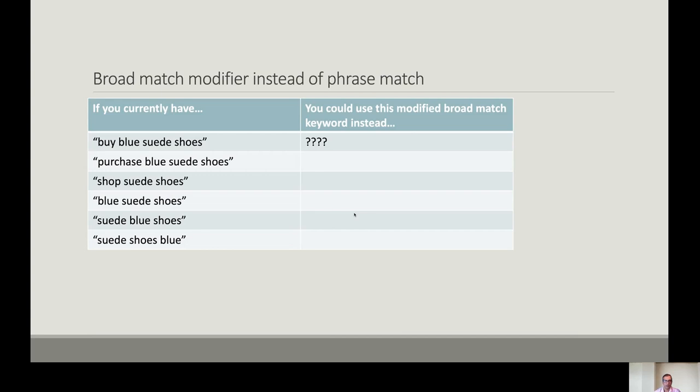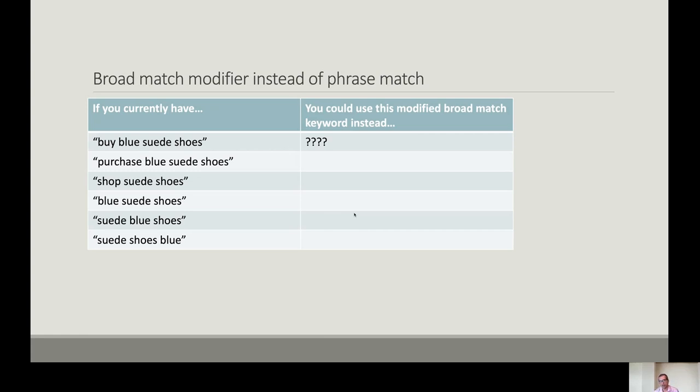Okay, so now let's take an example, and this is like a thought exercise for you. Let us say that you have this bunch of phrase matches: buy blue suede shoes, purchase blue suede shoes, shop suede shoes, blue suede shoes, suede blue shoes, and suede shoes blue. If you wanted to replace all of these phrase matches with a broad match modifier keyword, what keyword would you use? The purpose of this exercise is to show you that sometimes you can reduce the number of phrase matches by using a broad match modifier keyword.